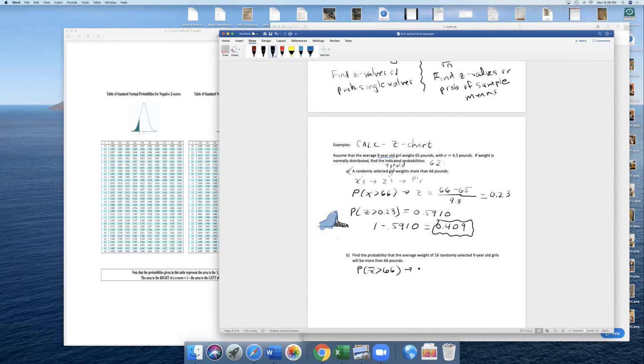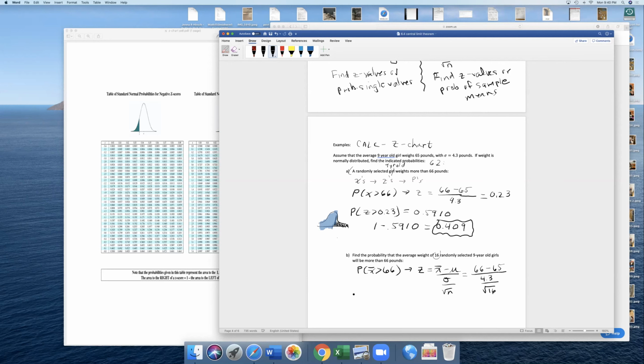Now, knowing that we're dealing with the sample mean, we're going to use that second formula, which tells us that z is equal to x bar minus mu over sigma divided by the square root of n. So let's fill these values in. First of all, our sample mean is 66 pounds. And our population mean, we know is still 65 pounds. The standard deviation we know is 4.3 pounds. The number that we have in our sample size here is 16.